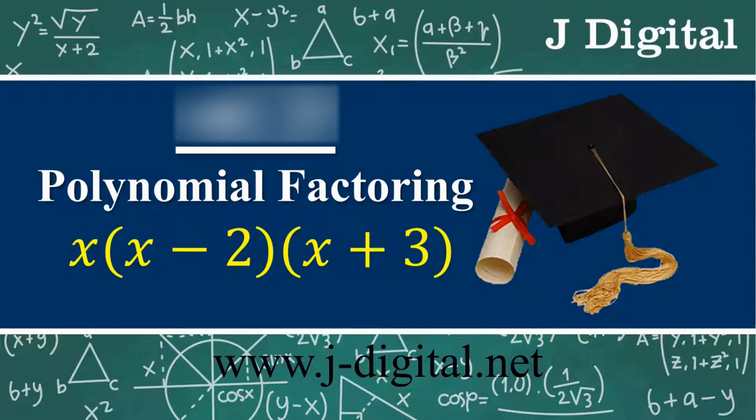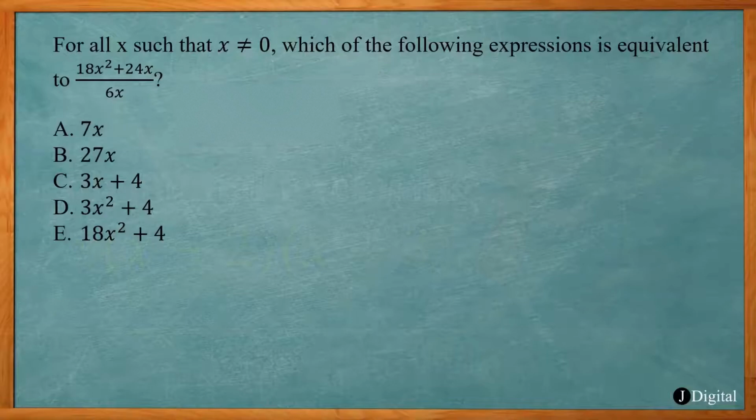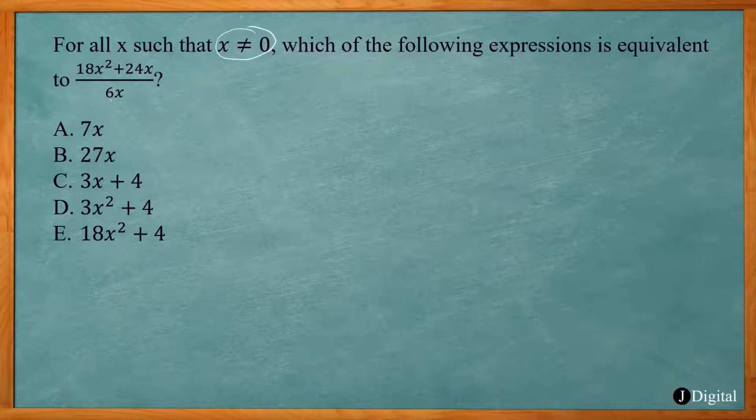In this video, we'll go over an ACT math topic called polynomial factoring. So our first example ACT math problem says, for all x such that x is not equal to 0, which of the following expressions is equivalent to 18x squared plus 24x all divided by 6x? Now they mentioned that x is not equal to 0 because we have 6 times 0 is 0. You'd be dividing by 0, which would be undefined. Okay, so x cannot equal 0.